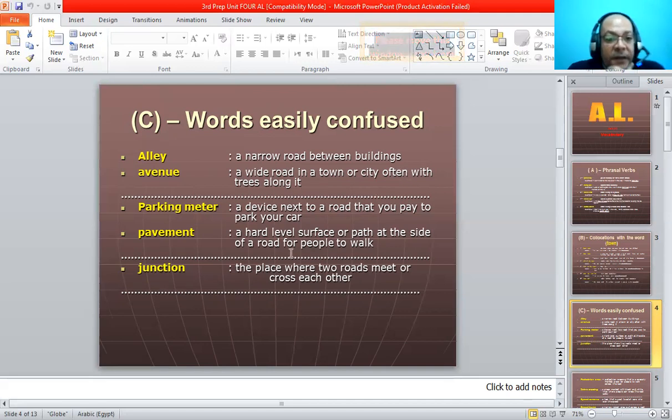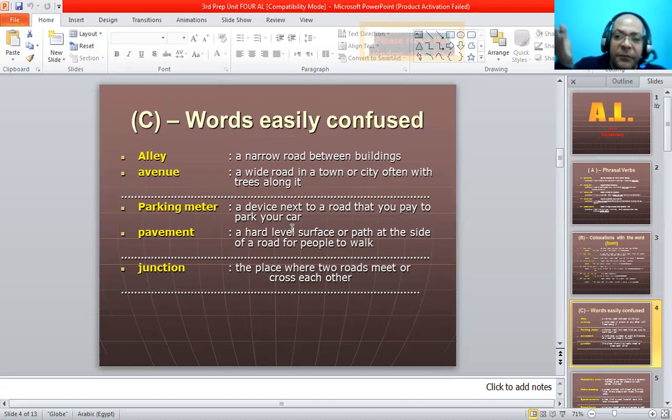Right. Let's move to the second part, parking meter and pavement. Parking meter. A device next to a road that you pay to park your car. يبقى هنا ما فيش سايس، بيبقى جهاز بنحط فيه coins. If you wanted to park your car for 1 hour or 2 hours, you have to pay the amount for parking for 2 hours and you will get a receipt.